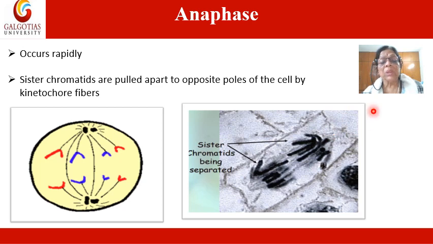So what happens during anaphase? The kinetochore fibers start contracting and they start moving towards the two poles, two centrioles. It is all because of the contraction of the kinetochore fibers towards the poles, and they move. So the chromatids are drawn towards the two poles. So this is the diagrammatic presentation of how the chromosomes are drawn towards the poles.